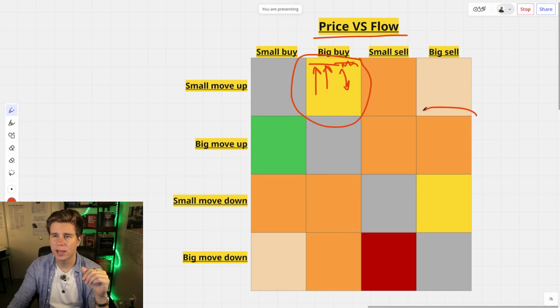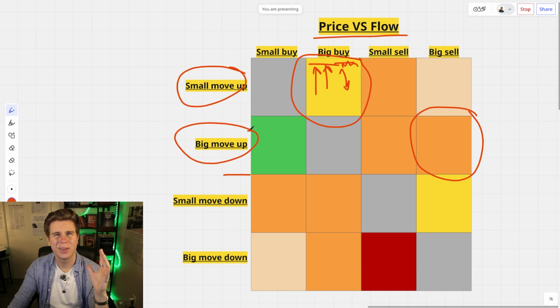And if there's big selling and we are, for example, right here, and price maybe doesn't move much, or we get a small or a big move up, that's also really weird, right? That means that not only is someone gobbling up all of these shares, but market makers could even be raising the bid into people selling to push the price upwards. Really, really strange, something to watch out for.